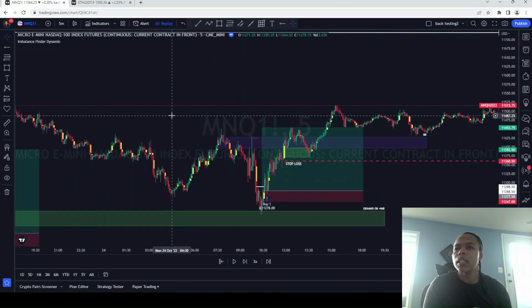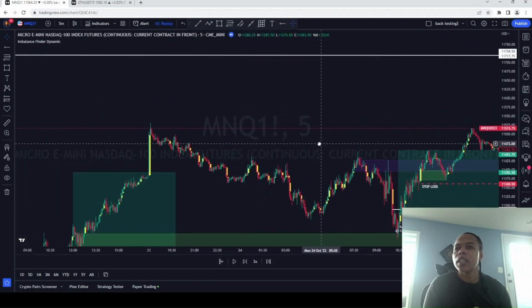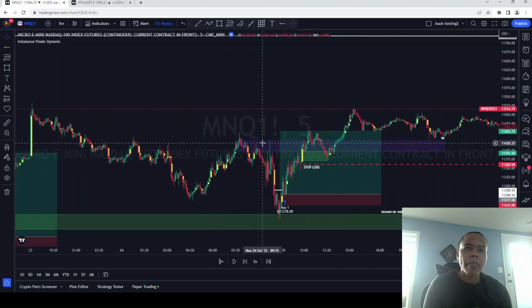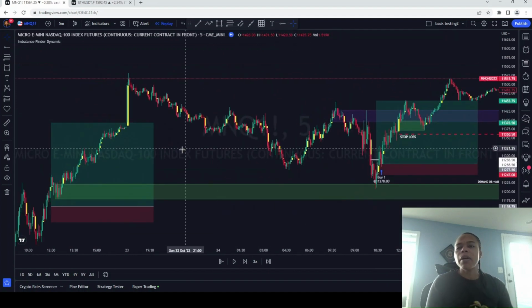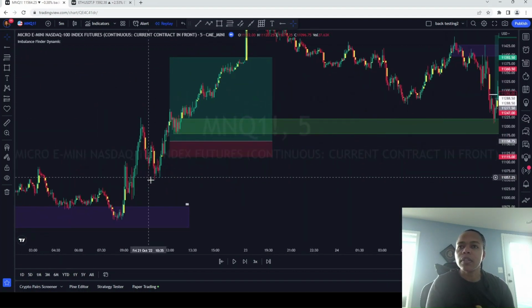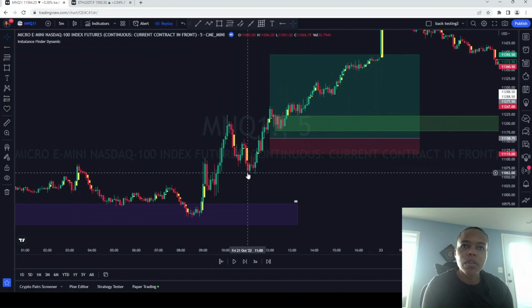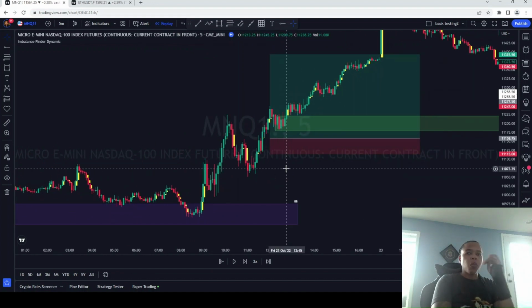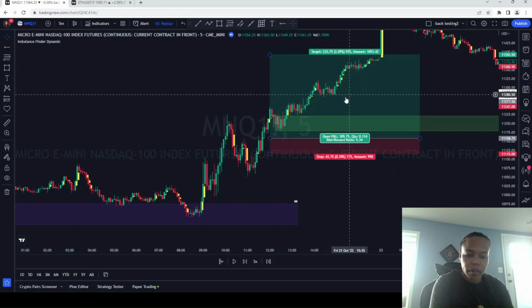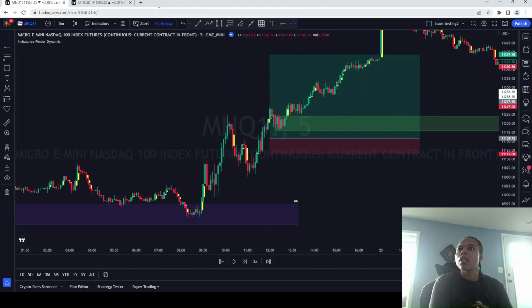Honestly, what am I even thinking about? I'm thinking about the rejection wicks. Here's one right here. They dug into it, but the bodies of the candles. I think where matters as well, where these things form. Where things form always matters anyway.